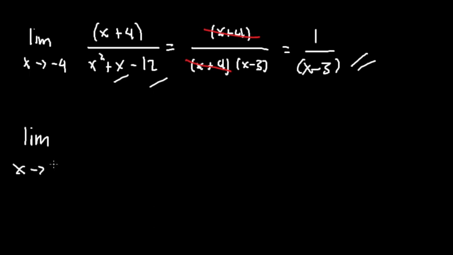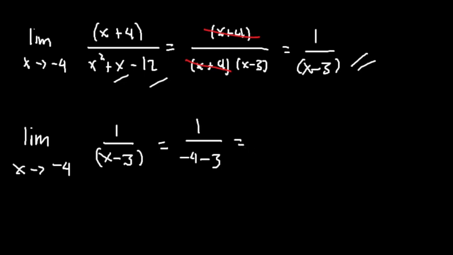Now that we have this rationalized form of this function, we can now use this as the basis of our new limit. So, the limit as x approaches 4 of 1 over x minus 3. Ayan. So, we can just now substitute: 1 over 4 minus 3. So, 4 minus 3 will be 1 over... Ay, negative 4 minus 3 will be 1 over negative 7, or negative 1 over 7.